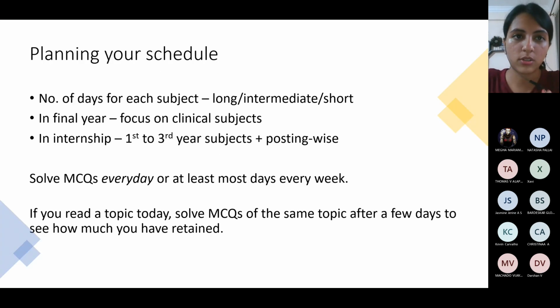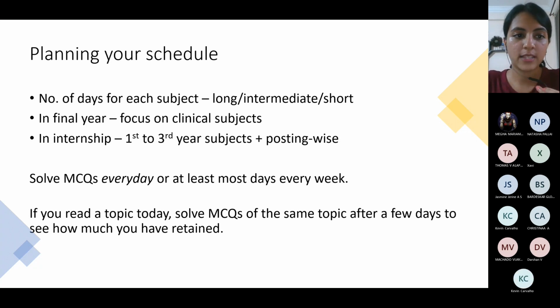Your schedule, how it should go, of course, is going to depend on how much time you have, but the number of days for each subject is going to vary. You can't give the same time for medicine and for dermat. So there are long subjects, that's medicine, surgery, OBG. Even I would include physiology and PSM in these because they're pretty long. And intermediate, I would say, is pediatrics, ophthal, ENT. These won't take as much time as medicine, but you also can't finish them in one day. And short subjects are radiology, dermat.